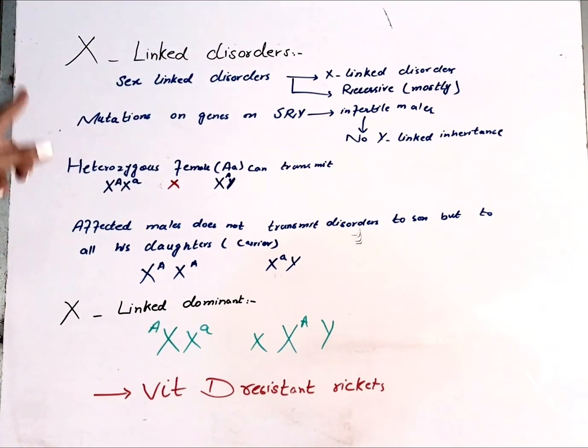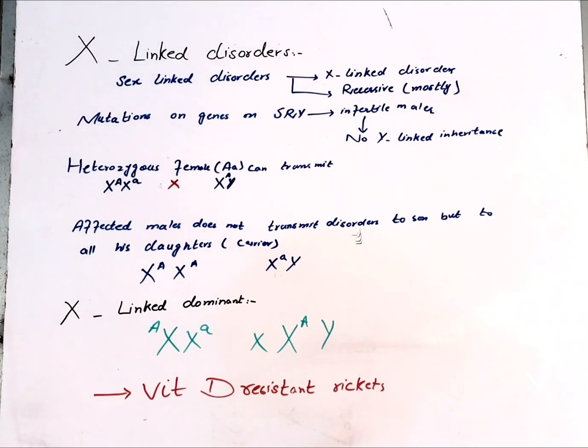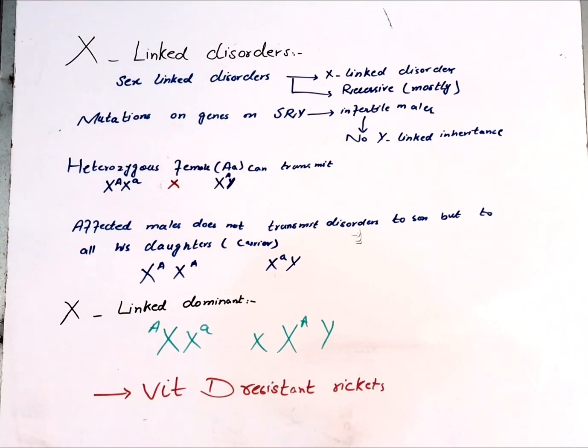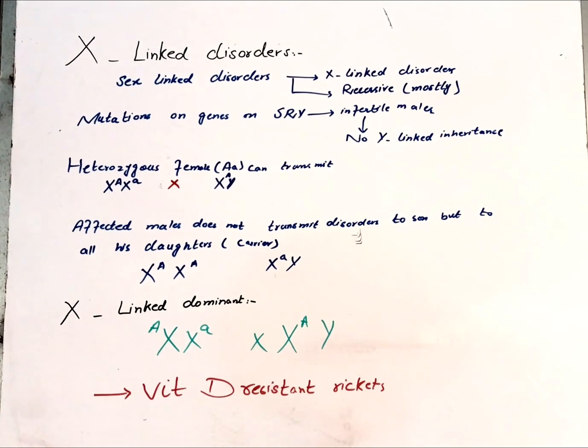Why? Because if the mutation is present on the genes in the SRY region, on the Y chromosome of a male, that male will be infertile. And if the male is infertile, there will be no Y-linked inheritance. That's why we usually say that sex-linked disorders are X-linked disorders. And they are usually recessive, but they can be dominant.